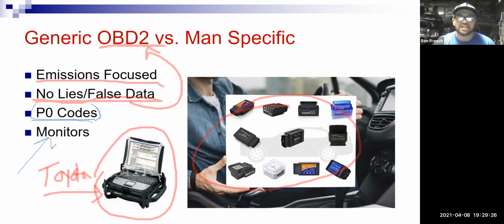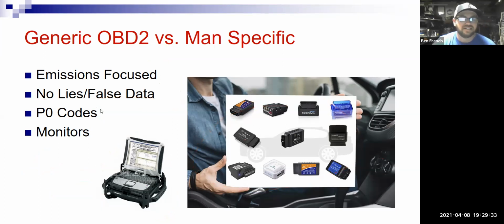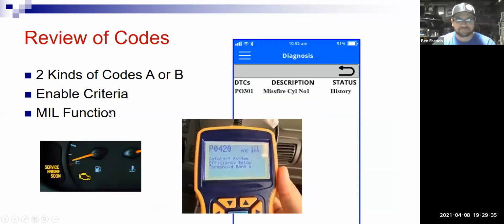So that's what we're focusing on in this class, and that's definitely what we're going to be focusing on here tonight in this presentation. All right. So we took a few weeks and kind of went over the history of OBD2 and that type of stuff. We took one night and we really focused in on codes specifically, right? And we talked about how there's two types of codes. There's type A codes and there's type B codes, okay?